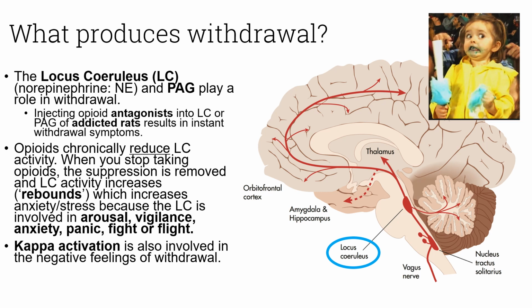And also, as I mentioned earlier, the kappa opioid receptors are going to have the opposite effect of the mu opioid receptors on dopamine release. So kappa decreases the amount of dopamine release, and that's going to create negative feelings of withdrawal.